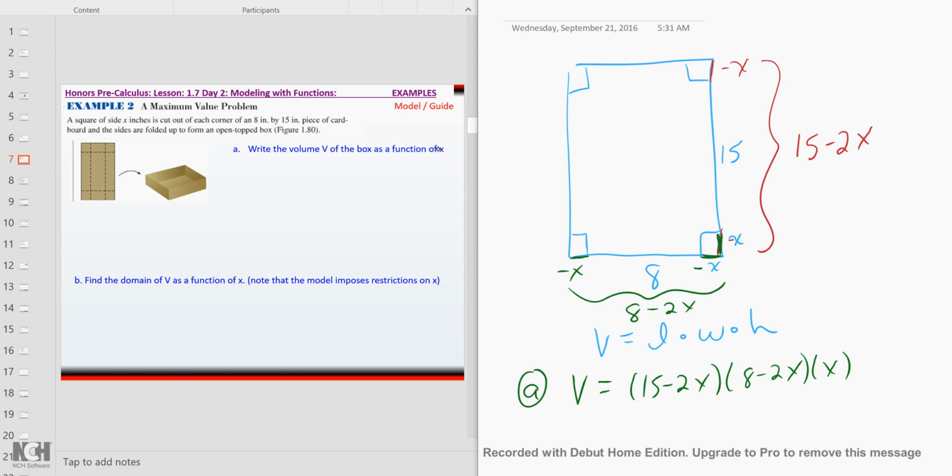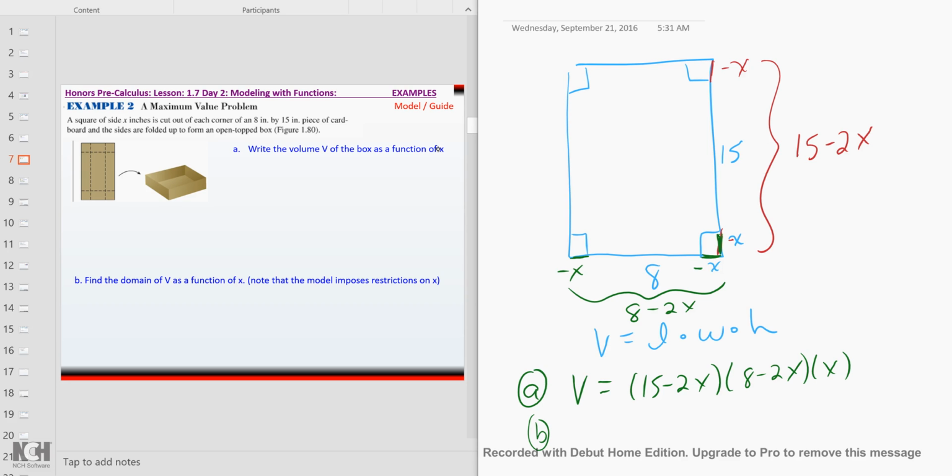For B, it says find the domain of V as a function of x. Note that the model imposes restrictions on x. Why are there restrictions? There's no denominators, there's no radicals. Why are there restrictions on my domain? Well, you can't take more than 8 away from this side, and you can't take more than 15 away from this side.